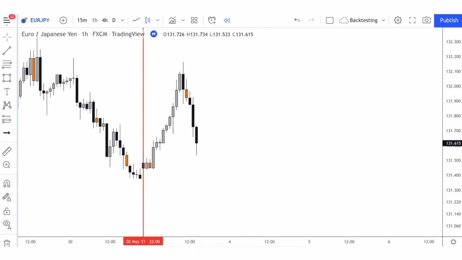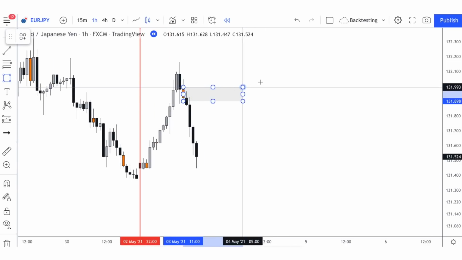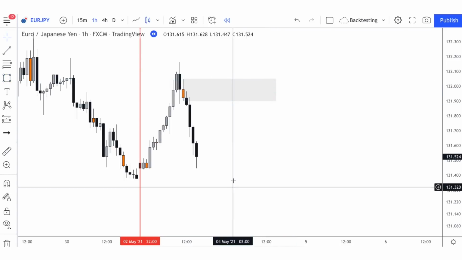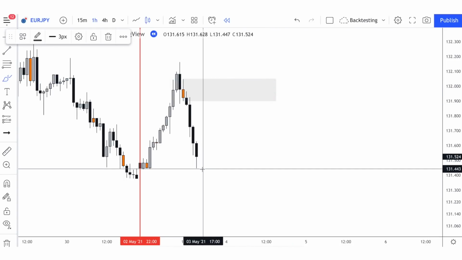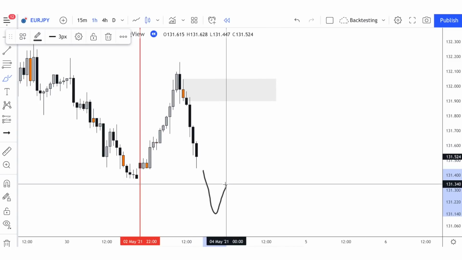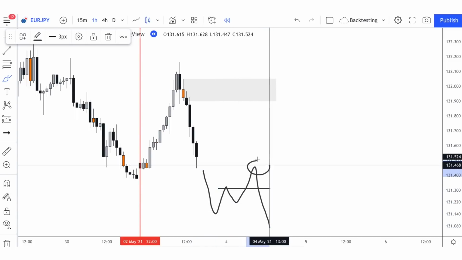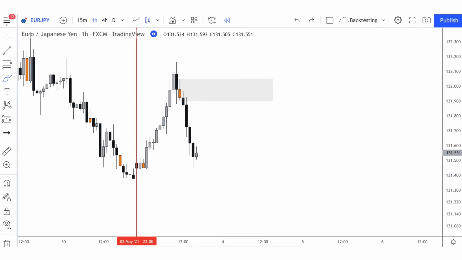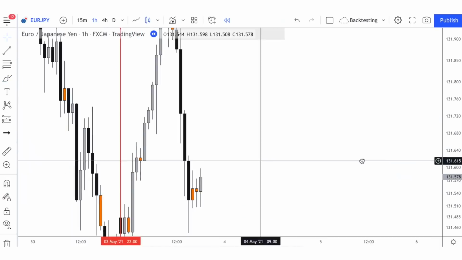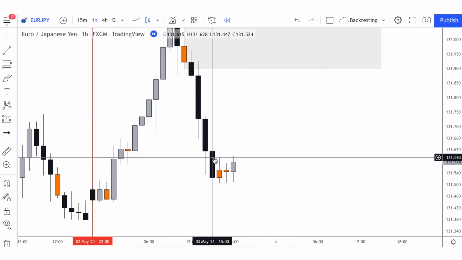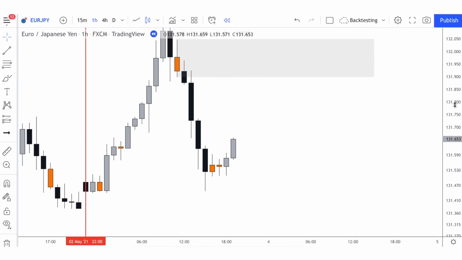So if we just continue, current area that could be interesting is either in this area here, or if we get the general flag setup where we come down, make a low, make a high, counter trend, and push up, and we get on the retrace. So we've broken this inside bar high. If we get a retrace, I'll be interested to take the sell.